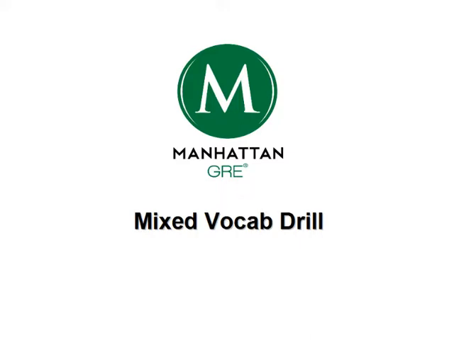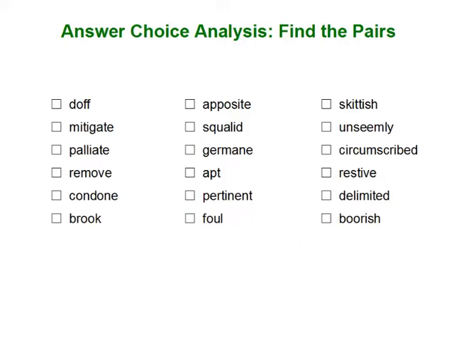So the object for this part of the lesson is to do a drill involving both text completion problems and sentence equivalence problems in random order, mixed up, much like you'll see on the real GRE. I'd like to begin the exercise by first examining the answer choices from 3 sentence equivalence problems.